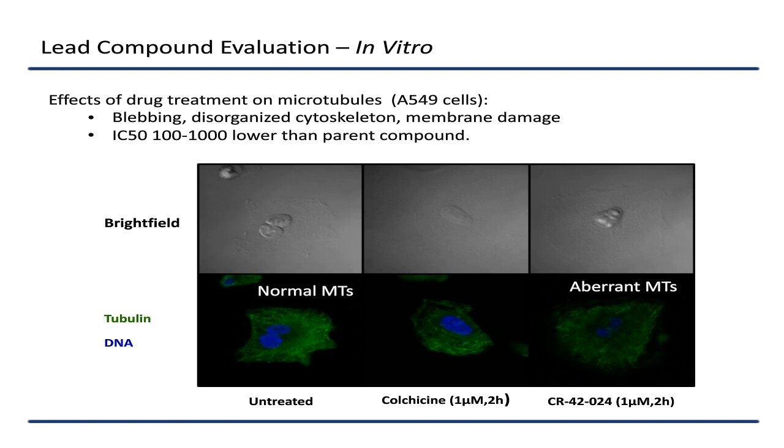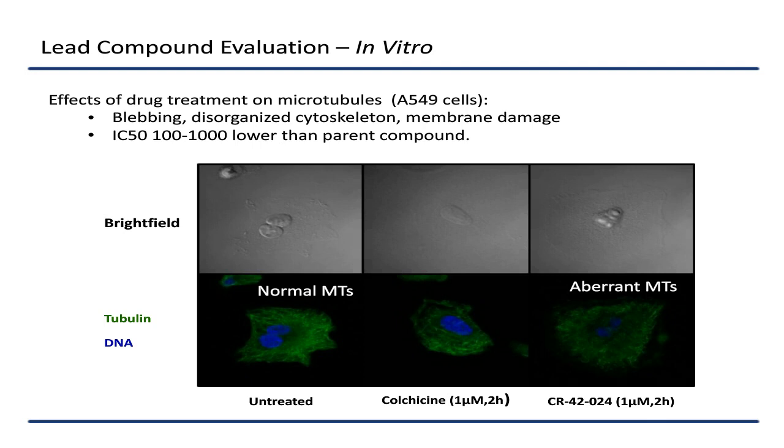So that became his lead compound, and he's obviously looked at the effect of that drug on microtubules in lung cancer cells, the A549 cell line. When he uses that drug, he sees a disorganization of the cytoskeleton of the microtubules, membrane damage and blebbing. The IC50 of his lead drug is much lower than colchicine, which means it's much more potent. There's a reverse relationship between IC50 and potency.